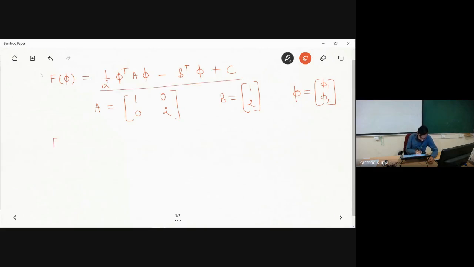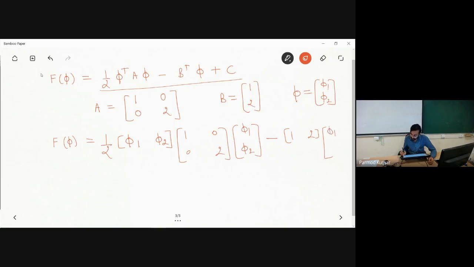Okay, now if I substitute all these values into this particular equation to find the value of the function, I'll find that f of phi is equal to half of phi transpose. Phi transpose will become phi 1, phi 2, a row matrix. Then I'll have A, which is 1, 0, 0, 2. Then phi, which is phi 1 and phi 2, and then B transpose, which is 1, 2, then phi 1, phi 2, and then plus C.